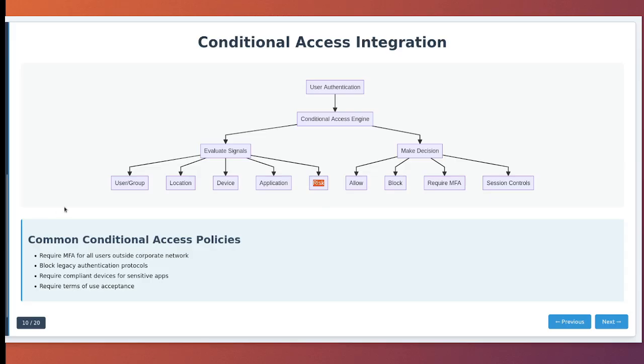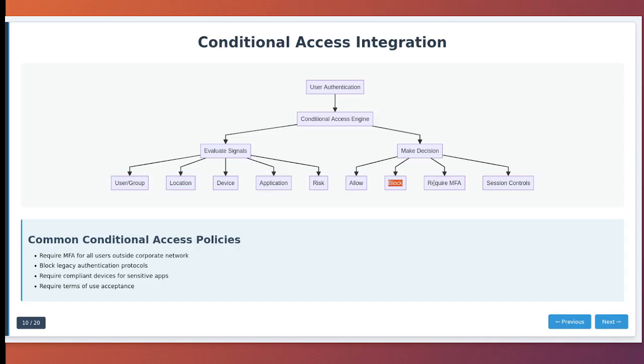The decision process evaluates all applicable policies. If multiple policies apply, the most restrictive combination is enforced. For example, if one policy requires MFA and another blocks access, the user is blocked. This ensures security policies can't be bypassed by finding a less restrictive path.